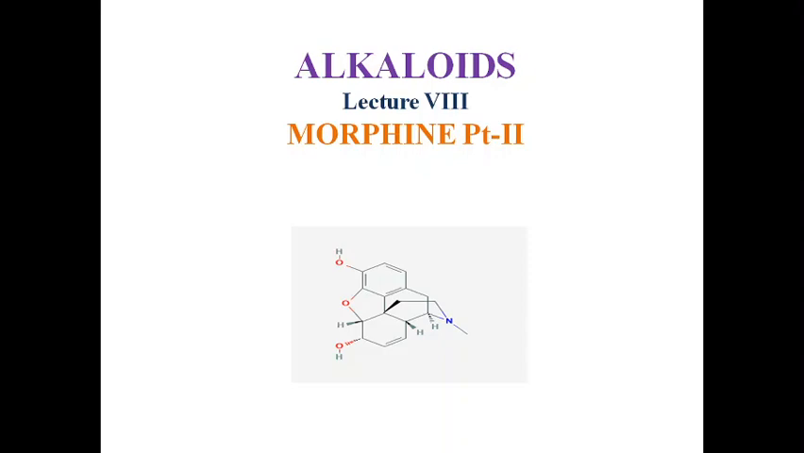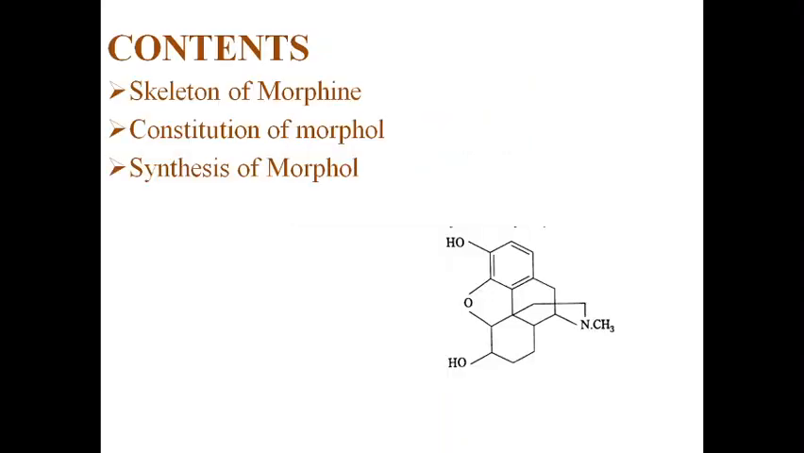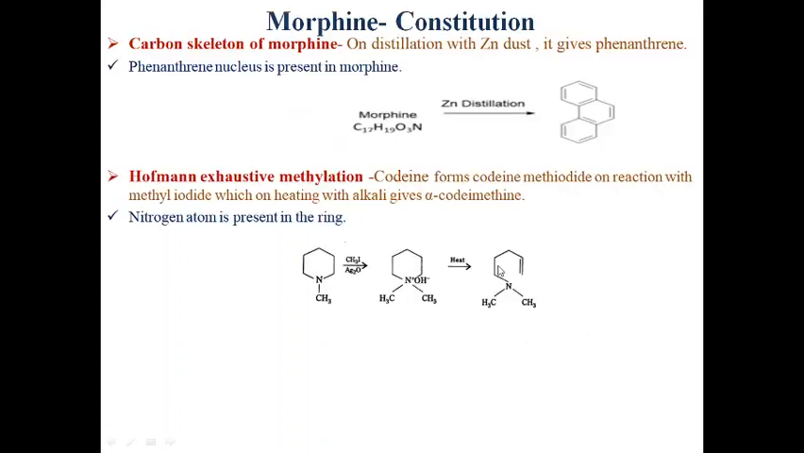Welcome, students, to the second part of the lecture on alkaloids, which is morphine. The contents of this lecture are: first, the skeleton of morphine; second, the constitution of morphol, an important compound which helps in determining the structure of morphine; and the synthesis of morphol. First of all, the carbon skeleton of morphine.